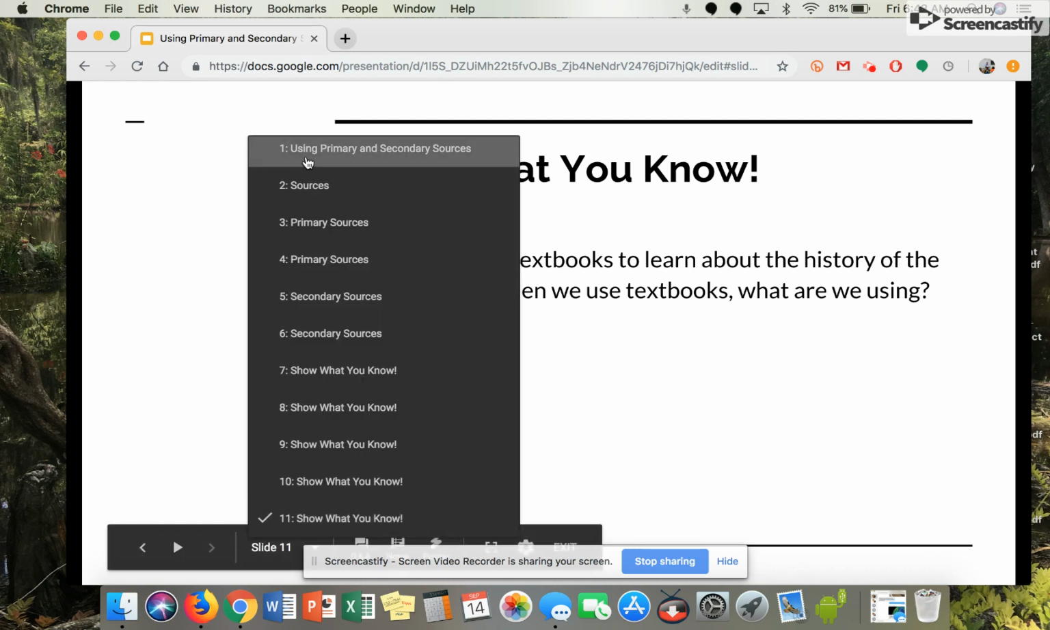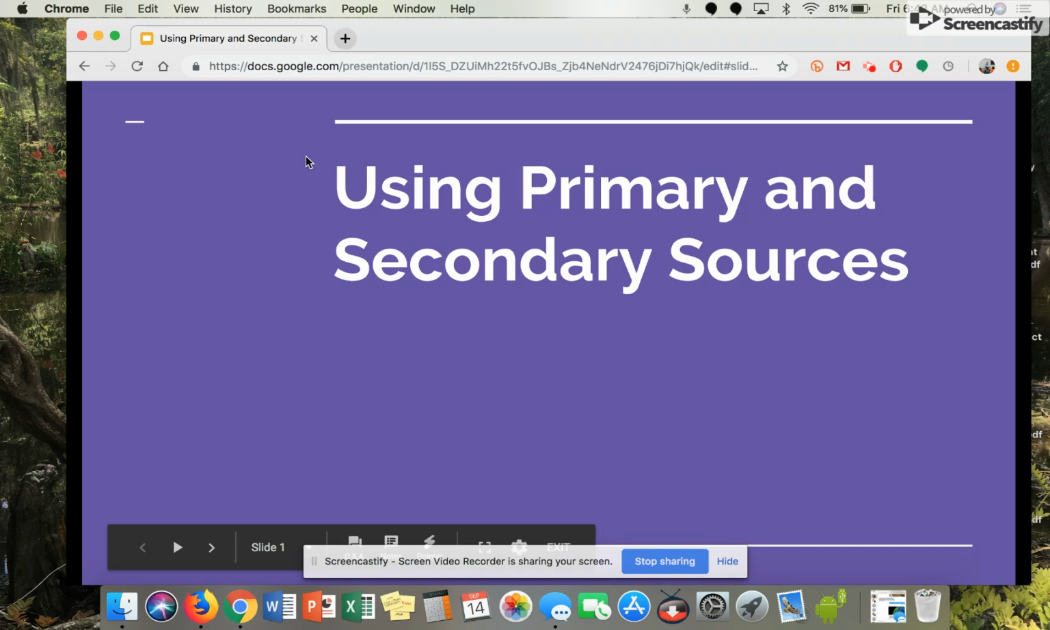All right, hopefully that helped you guys out in differentiating the primary sources and secondary sources. Feel free to ask me any questions about the differences between the two, but I hope you got a better understanding.